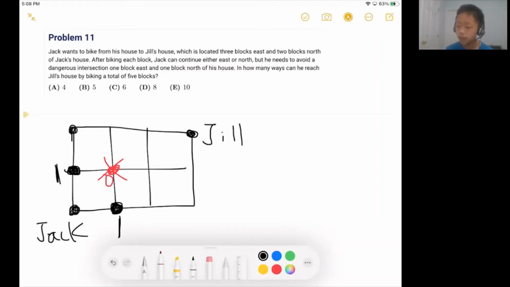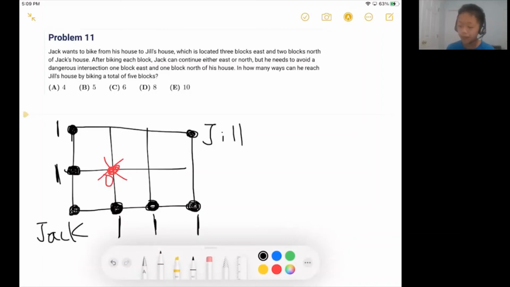Now, how many ways are there to get to the top left corner? Well, there's exactly 1 way, because Jack has to move up 2 units. Similarly, how many ways are there for Jack to get here? There's exactly 1 way. Jack has to move 2 units to the right. And how many ways are there for Jack to get here? That's again 1 way because Jack can only move 3 units to the right.